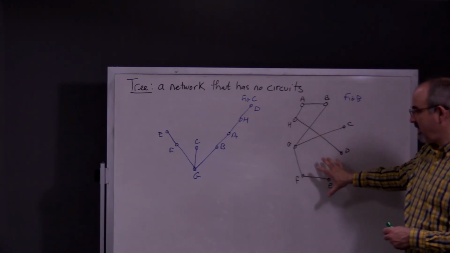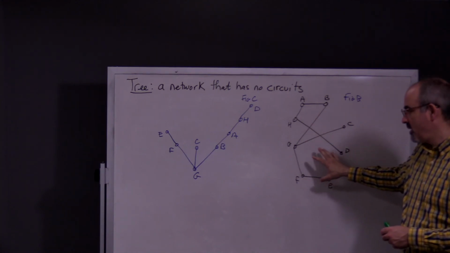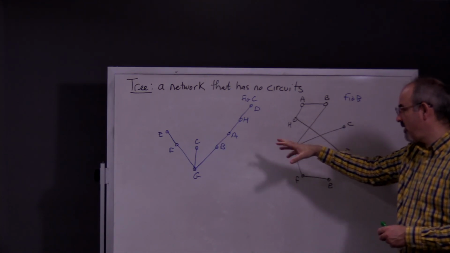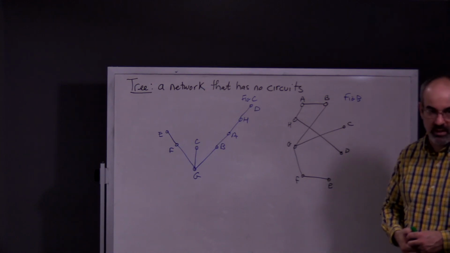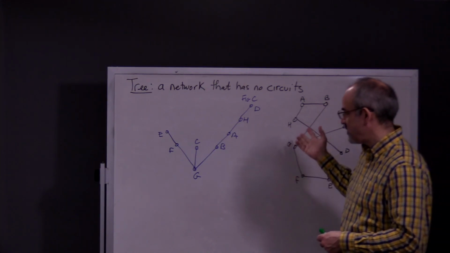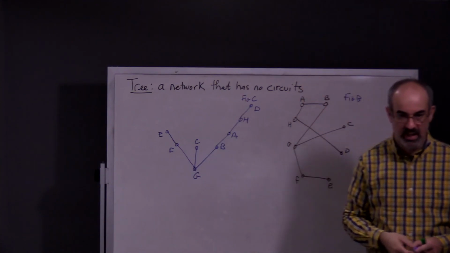So everything's the same. All the information's the same. All the edges that are in that graph are also in this graph. Okay. So that's what a tree is. It's just a network that has no circuits.